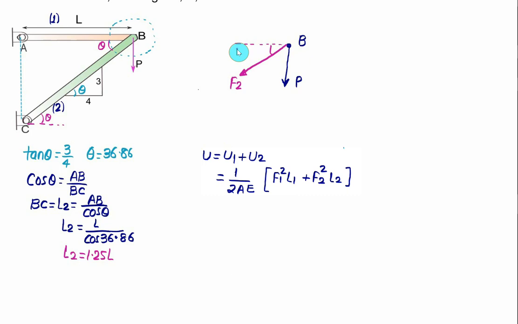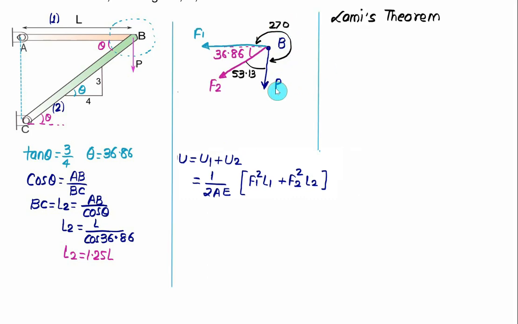So this angle is 36.86. Also assume that the force in the member AB is in tension, so that force will be shown here. Tension force you have to show always outward. Let's say this force equals F1. If this angle is 36.86, then this angle must be equal to 53.13. Total angle equals 90, and the remaining angle here will be equal to 270. So we can apply Lami's theorem. We have force P, and for the force P you have to write down the angle between the other two forces, that is F1 and F2.